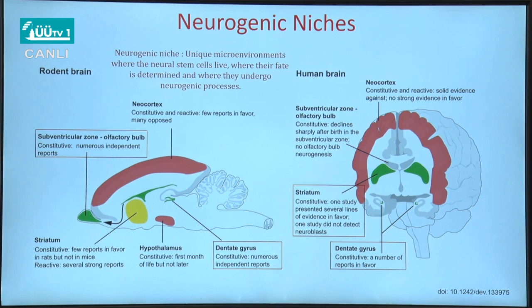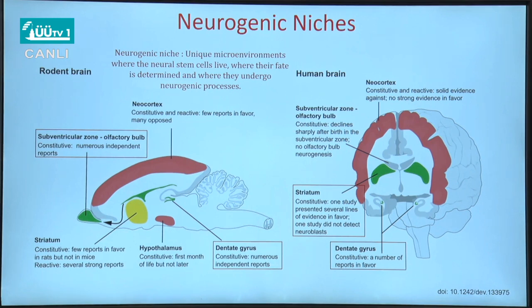And adult neurogenesis, throughout the last 2 or 3 decades, we observed in different regions, but the later studies defined them either as constitutive or reactive, meaning that either we have an ongoing neurogenesis in that particular region, or we observe neurogenesis in response to an injury, for instance.